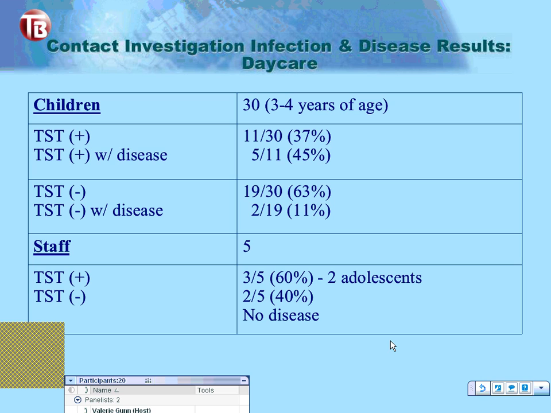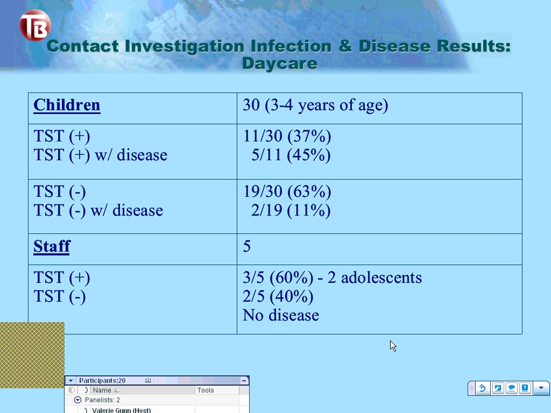With regard to the daycare center, among the 30 kids, 11 were found to have a positive skin test, and among those 11, 5, or 45%, were found to have TB disease. Another high number. Among those who had a negative skin test, 19 out of 30, 2 of the children were found to have active TB disease.